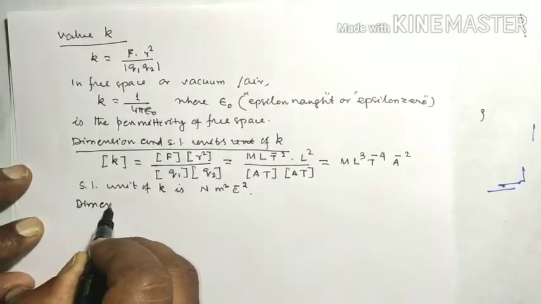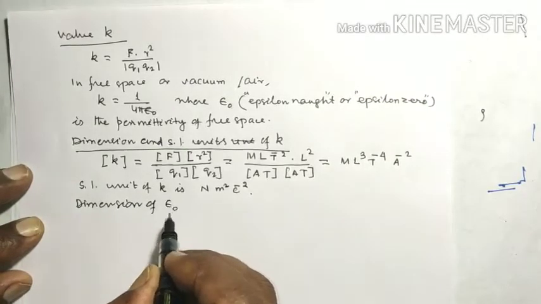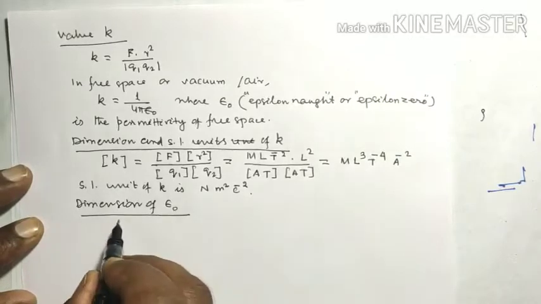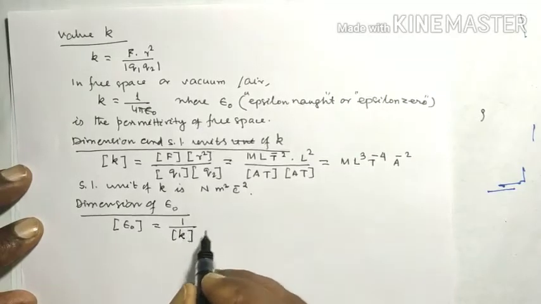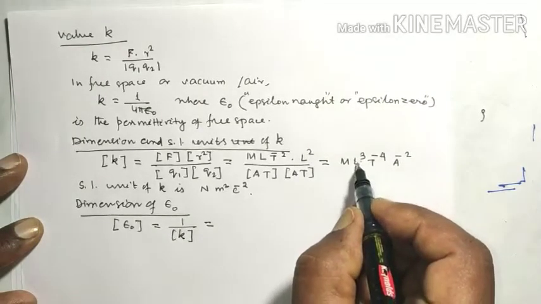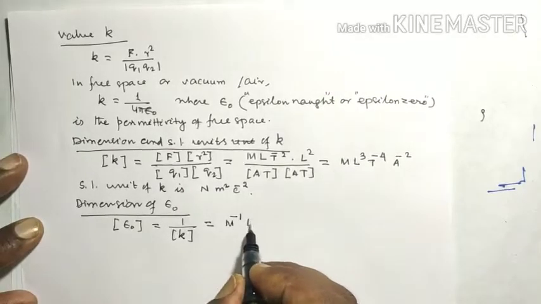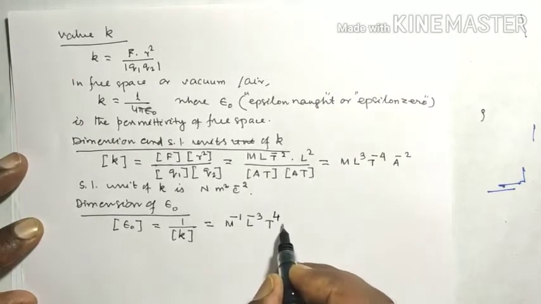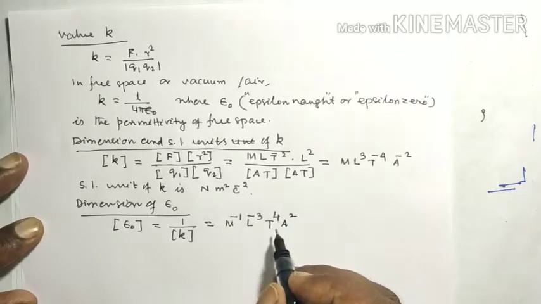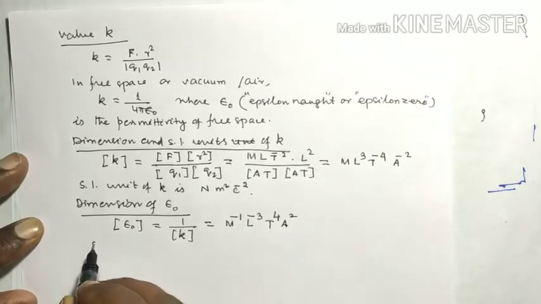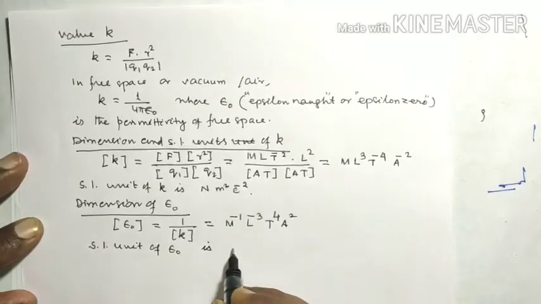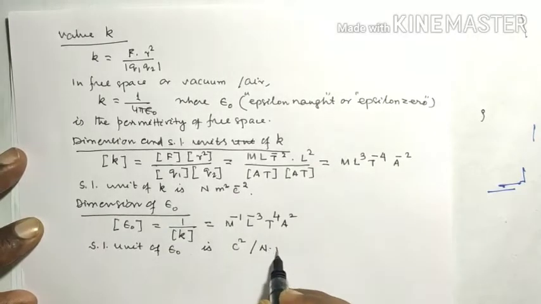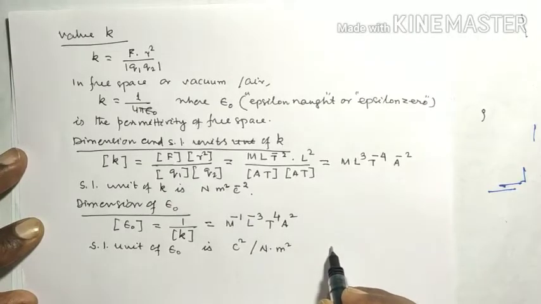Then dimension of epsilon 0. Dimension of epsilon 0 is equal to 1 by dimension of K. This is the reciprocal of this: M to the power minus 1, L to the power minus 3, T to the power 4 and A square. So this is the dimension of epsilon naught. SI unit of epsilon naught is Coulomb square per Newton meter square, or it is Farad per meter.